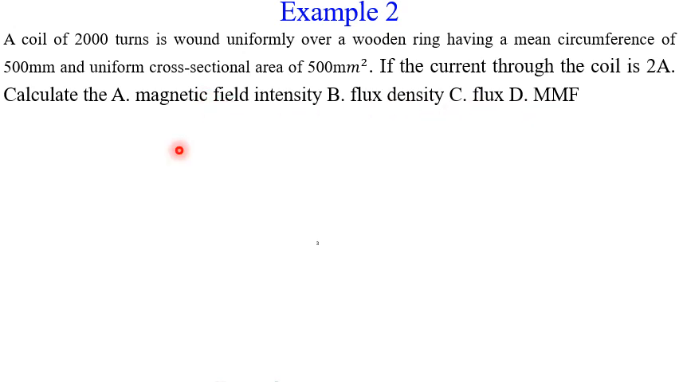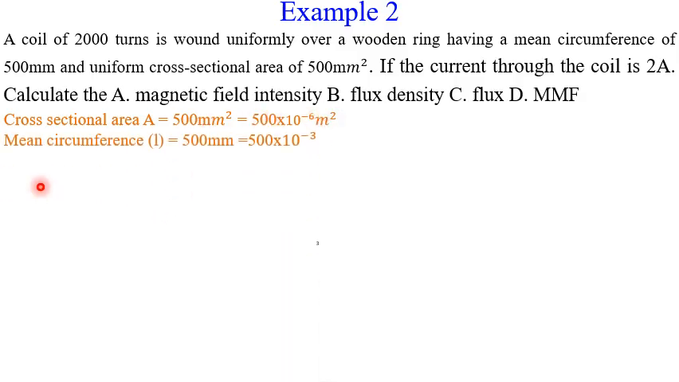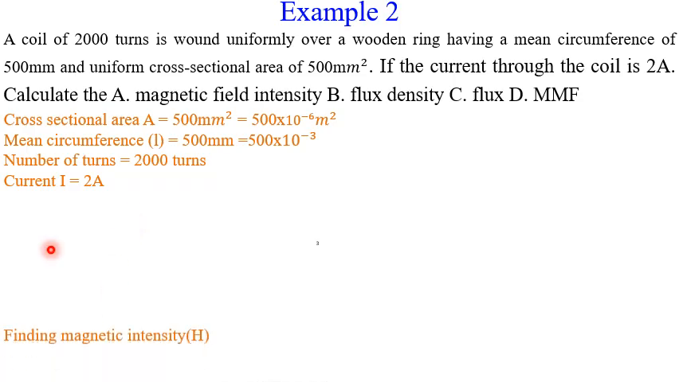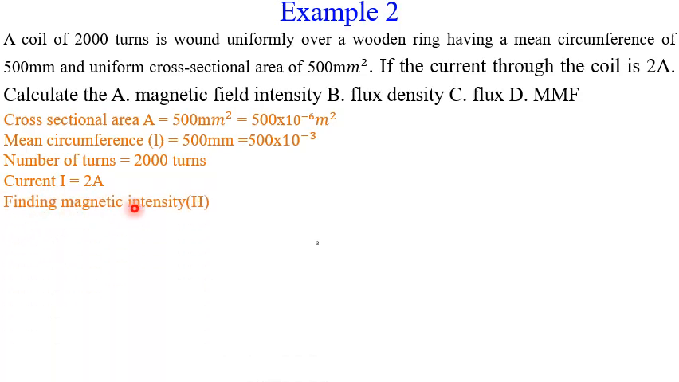So let us look at the parameters that have been given to us. The area, which is 500 millimeters square, converting it, we get this. The mean circumference, which is the length, converting it, we get this. The number of turns, which is 2000, and our current, which is 2 amps. After getting all this, we need to now find the magnetic field intensity, which is represented as H. Magnetic field intensity is simply the force over the length.